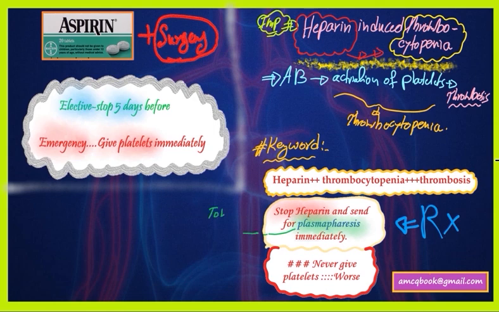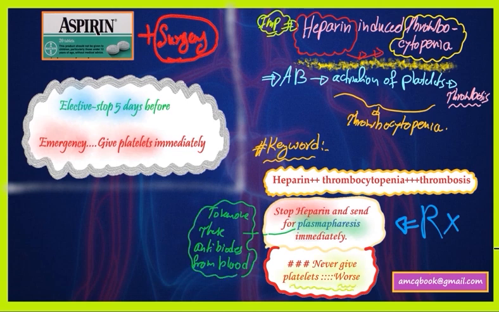The idea here is plasmapheresis will remove these autoantibodies from the blood. And remember, never give the patient platelets because it will make the condition worse. Never ever give the patient platelets because it will lead to more thrombosis and more complications.